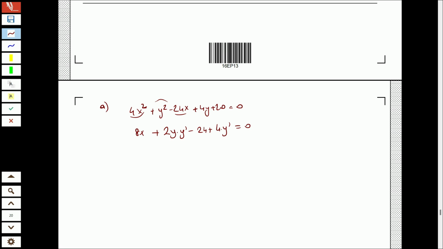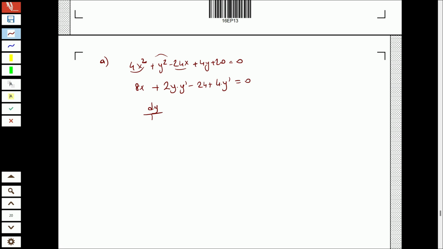And I'm looking for y prime, which is dy over dx. In parentheses, you can write 2y plus 4, which will equal 24 minus 8x. And dy over dx equals, we can cancel 2, 12 minus 4x divided by y plus 2. And if you write the 4 as a common factor in the numerator, it will be 4 times 3 minus x over y plus 2. We showed the first question.